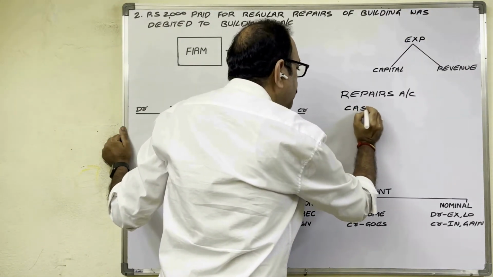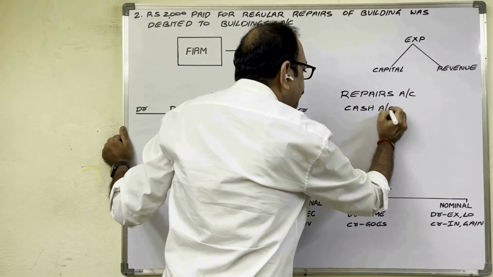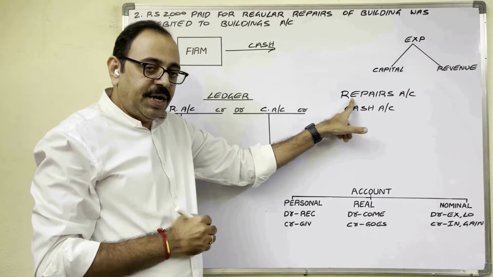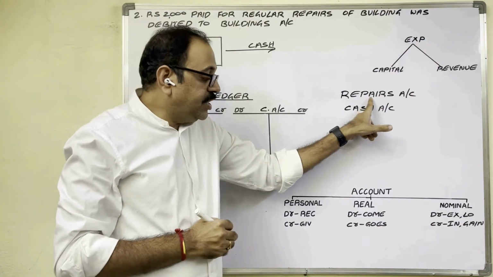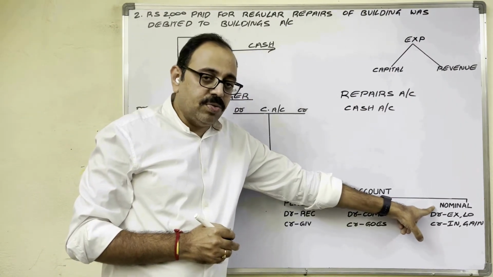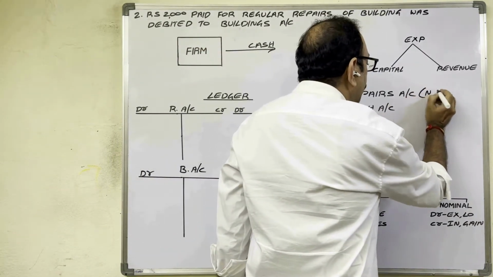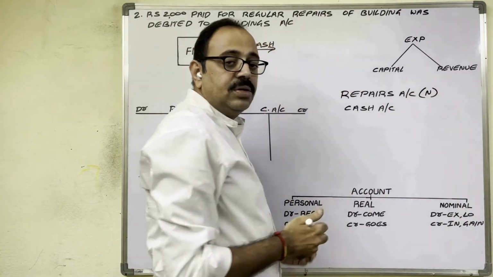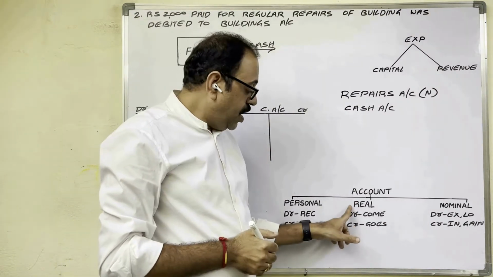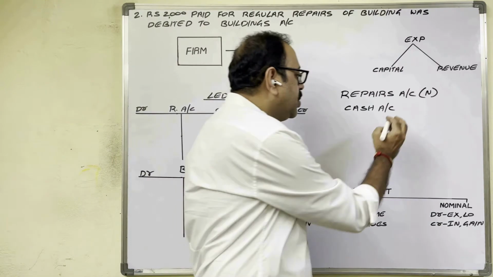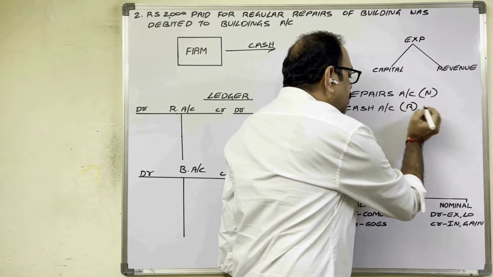Therefore, cash account is another account. Next step, grouping. Repair is expenditure. So all expenses related accounts are nominal accounts. Therefore, repairs account is a nominal account. Cash means asset. If any account is opened with the asset name, it is a real account. Cash account is a real account.